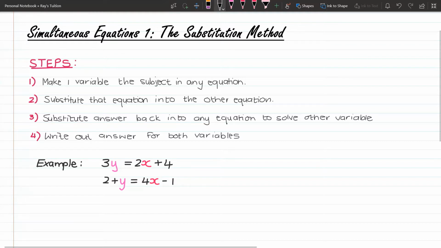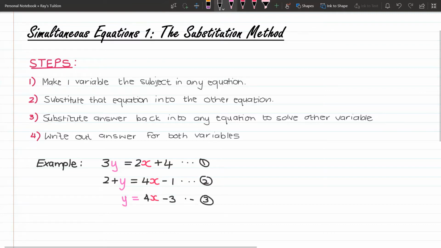So first I'm going to start by labeling the equations. It's very good for you to have good structure when approaching your mathematical problems. Now in equation 2, I'm going to make y the subject by taking the 2 over. So what we're going to have is y is equal to 4x, and then when we take over that 2, it becomes minus 1 minus 2. So that becomes minus 3. I'm going to label this equation 3. And there, that is step 1 done.